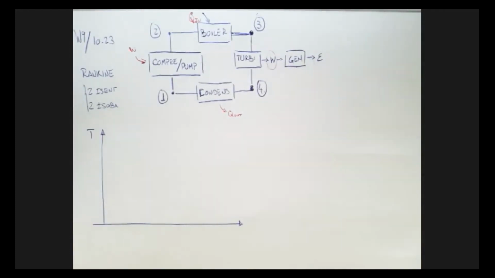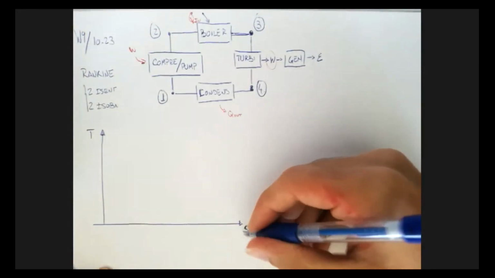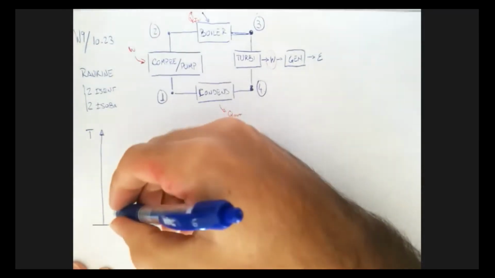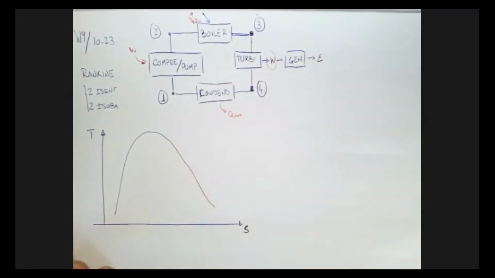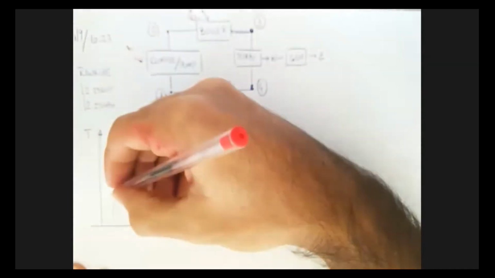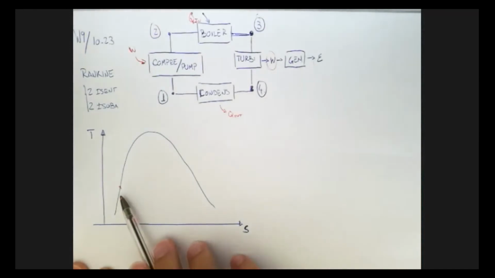All right, awesome. So how is this going to look on our temperature over entropy diagram? Remember this, your old friend, the dome? Here it is again. We're going to start here. Why there? Because I know that's 100% liquid. It could be compressed, that's fine.